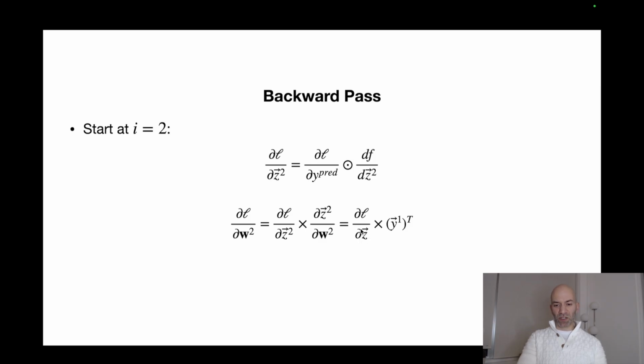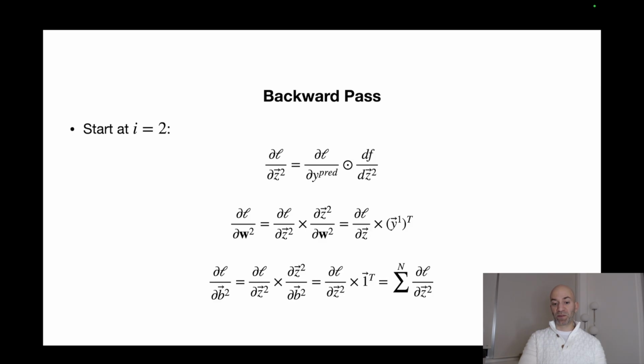Also notice here that this should be with respect to z2. I missed putting the 2 here as a superscript. Now we can also follow a similar approach to work out the derivative of the loss with respect to the bias in our output layer. And so we can expand that out as being the derivative of the loss with respect to z2 times the derivative of z2 with respect to B2.